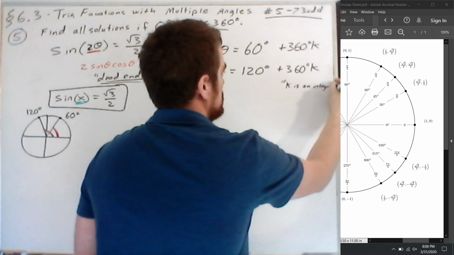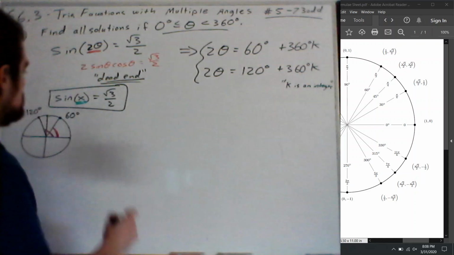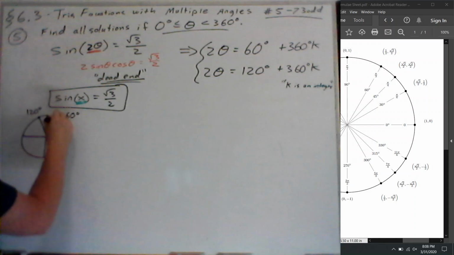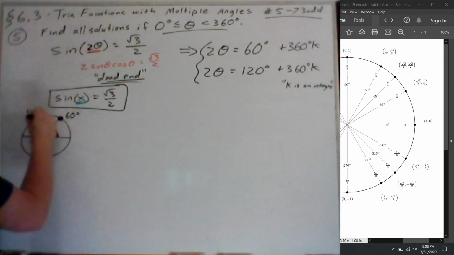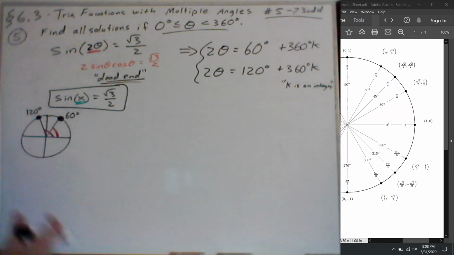And then what we would be doing is starting at 60 degrees, and then just traveling 360 degrees around the unit circle to pick up the next solution, and the next solution, and the next, etc., etc. Same thing with the 120. We'd start there on our first trip around, pick up that next solution, add 360 to it and keep that going, etc., etc.